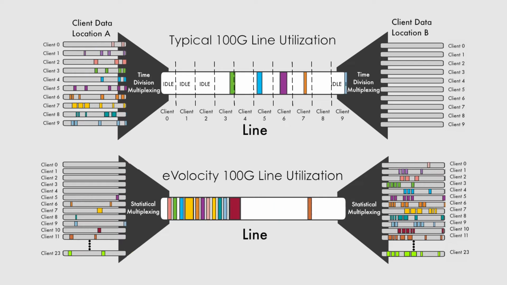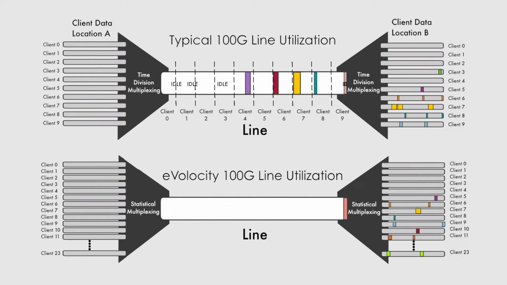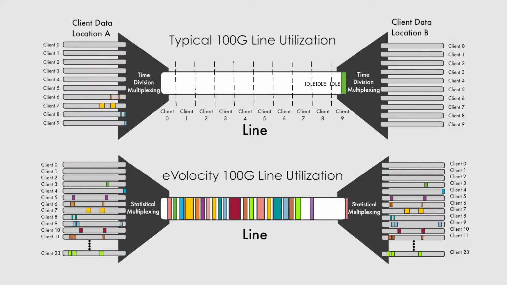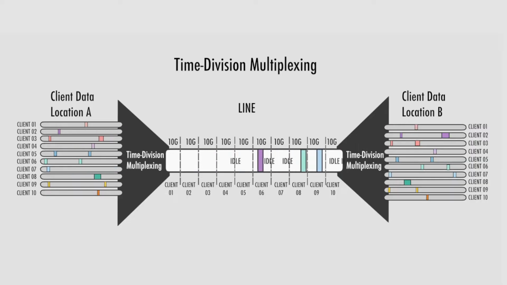What is statistical multiplexing? This graphic depicts two aggregation techniques, TDM, or time division multiplexing, and statistical multiplexing using deficit-weighted round robin. In the simplistic TDM approach, each client port is assigned a time slice on the line side. And you can see here in this graphic that all 10 clients are being aggregated onto the single 100 gig line. The colors represent actual packets being offered, whereas the white represents idles or idle characters.